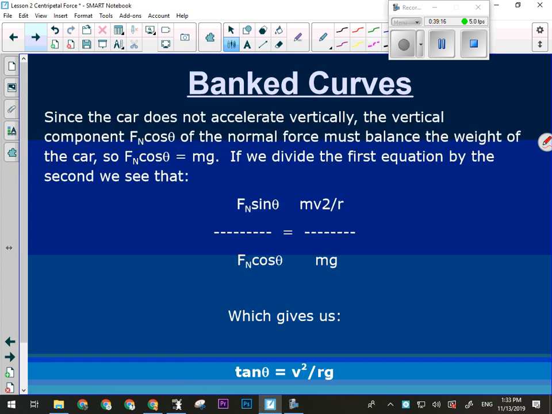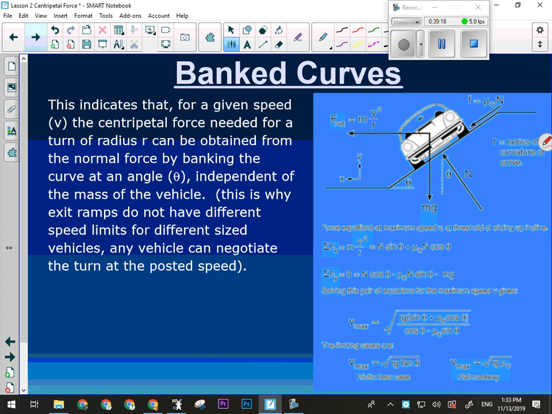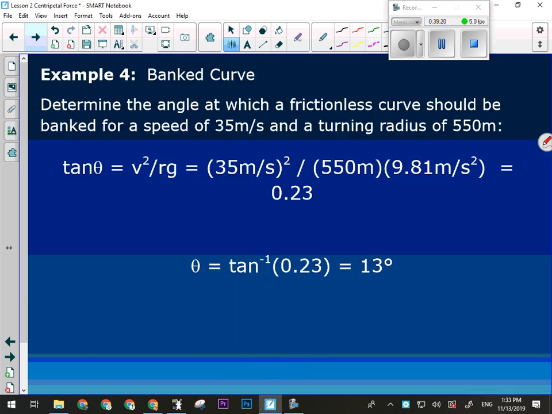Okay, so let's have a look at a couple of examples here of bank curves. I want to determine the angle of bank. This is what a city planner would be doing if they're designing an interchange. They want to figure out what angle they have to bank the road at if they want a speed of 35 meters per second, which is ridiculous. This is like 120 kilometers an hour. But they want to bank this curve for a speed of 35 meters per second and a radius of 550 meters. So we want to calculate the angle it has to be banked at.